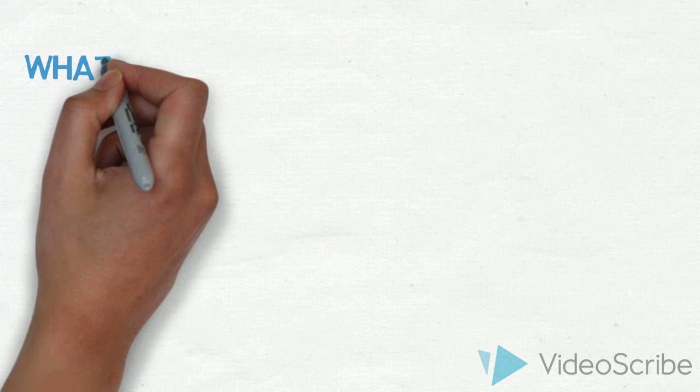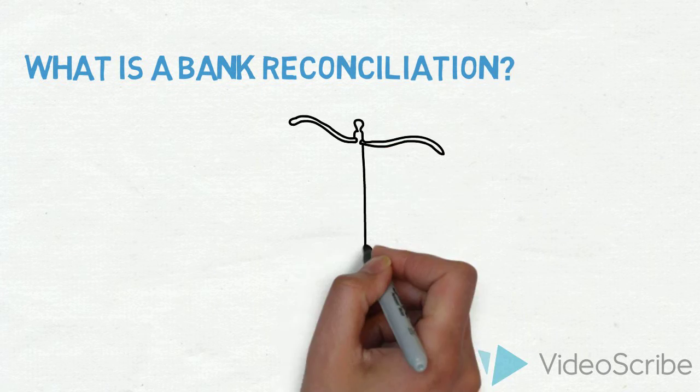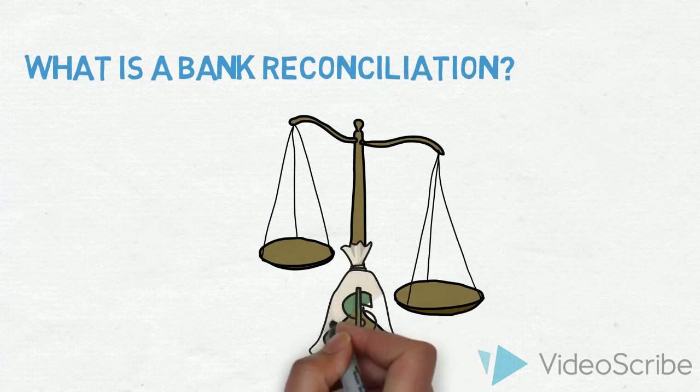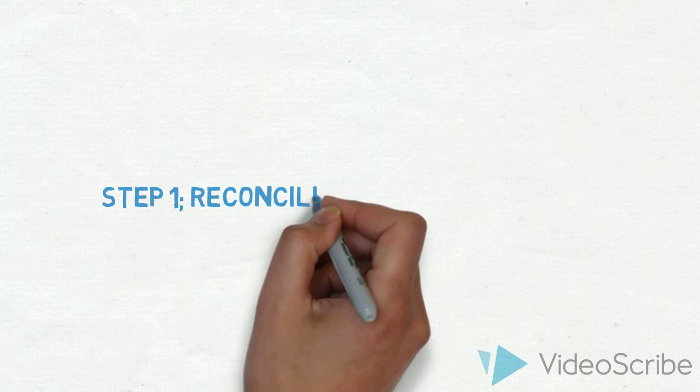A bank reconciliation is the process of reconciling the differences between the cash balance on the bank statement and the cash balance in the company's records. A bank reconciliation is prepared as follows. Step 1. Reconciling the bank balance.